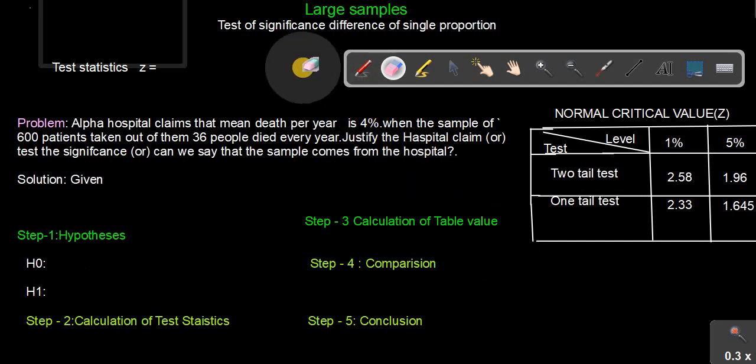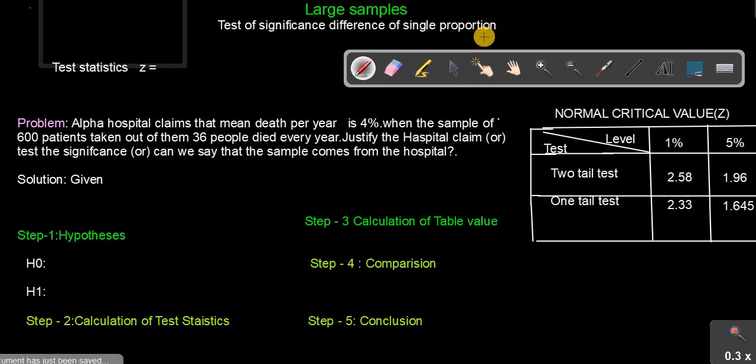Okay, welcome to the discussion. Today's discussion is about the test of significance, difference of the proportion, single proportion. We know already what a proportion is. Am I correct? Proportion means what? A fraction. Okay, right. So come to this.